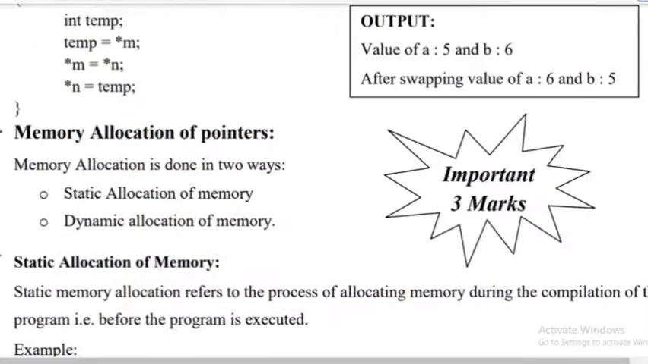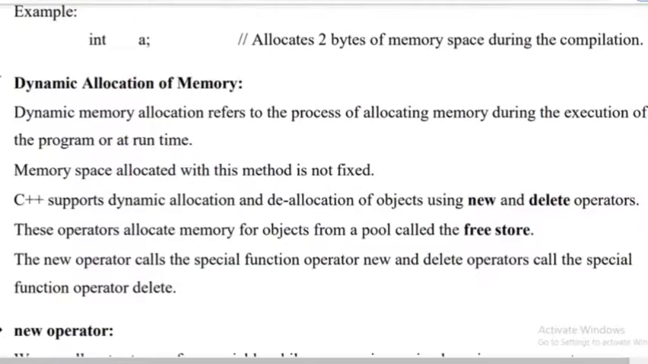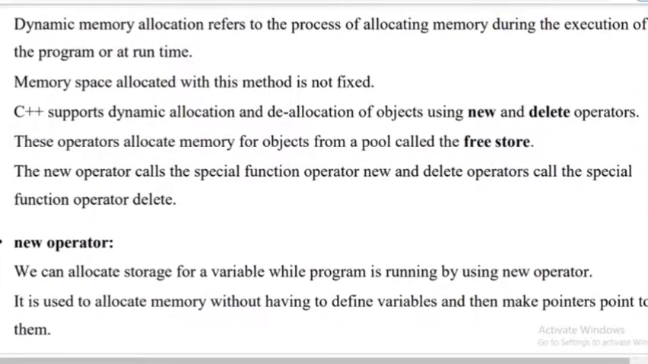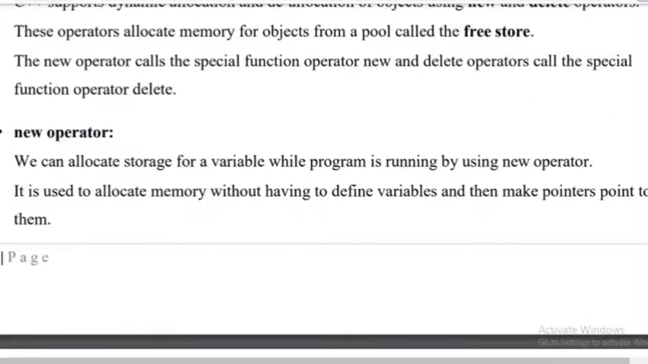In the previous session we had a discussion about the memory allocation of a pointer, which can be done in two ways, that is static and dynamic. So dynamic allocation of memory can be done by making use of what? The new and delete operators. Okay.